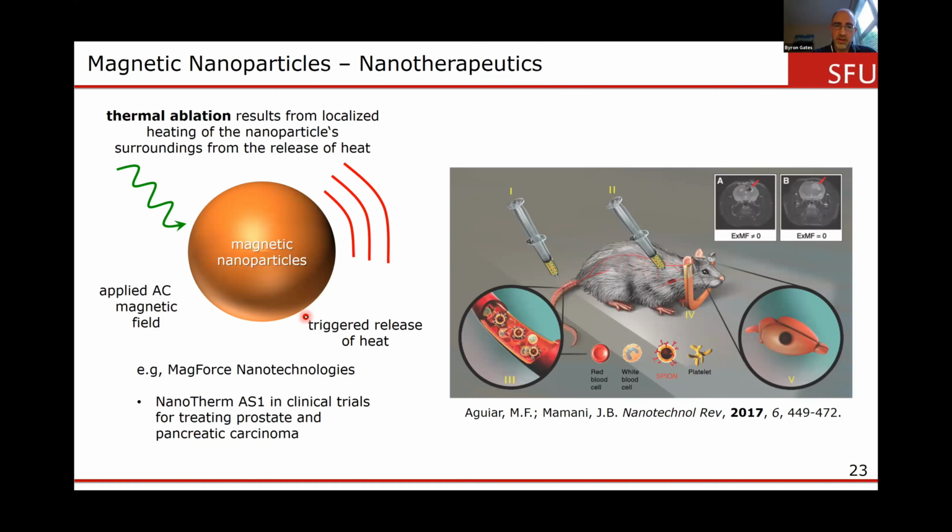And so that heat can then be used to trigger reactions locally, or phase changes, a change in solubility of a species. And so this has been an area of increasing interest for magnetic nanoparticles.